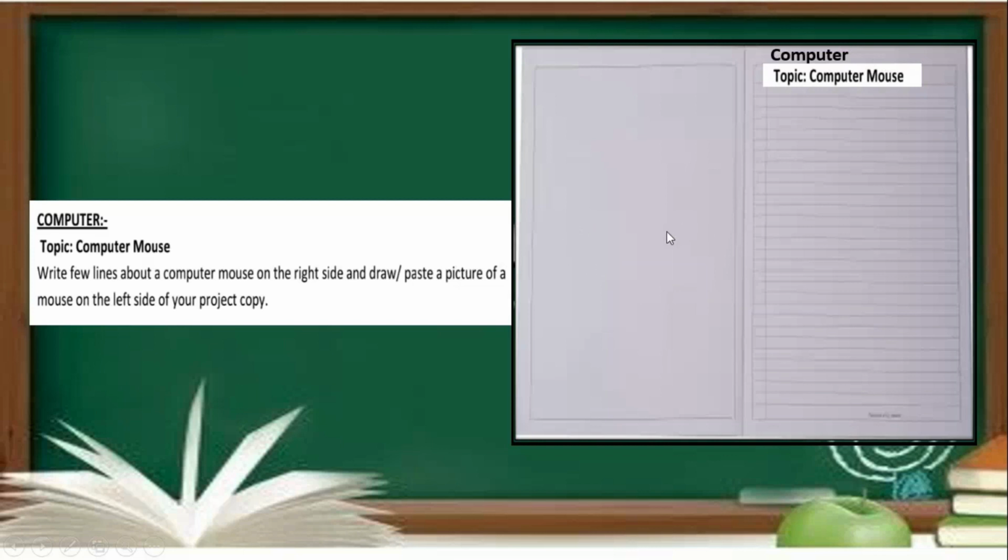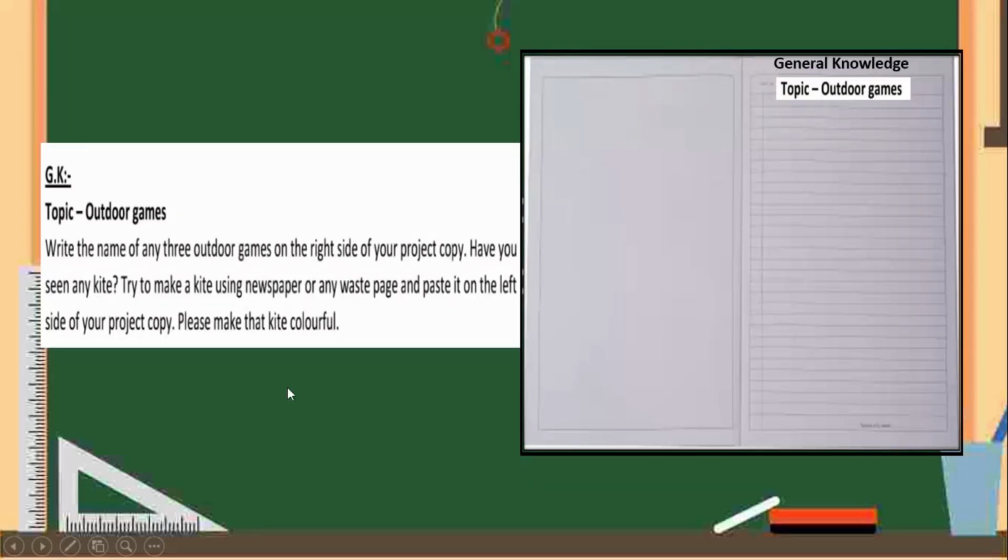For the subject GK, you have to write general knowledge on the top of the ruled page. Then you will write topic and the topic is outdoor games. You have to write the names of any 3 outdoor games on the right side, that means on the ruled page of your project copy.